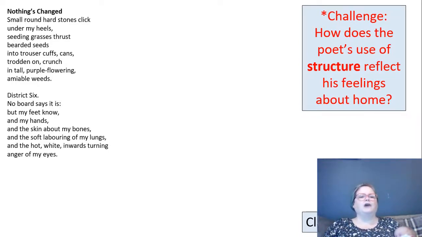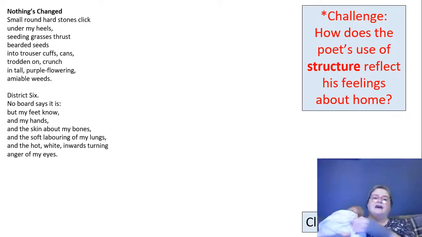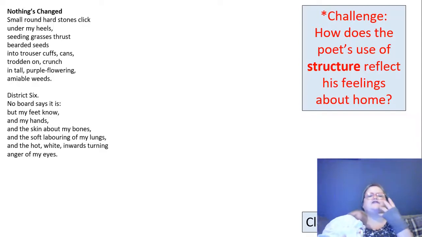Okay, so I also would draw attention to the very last line. So it starts off in that stanza talking about feet and hands and skin and bones, and that's okay. Then we get to lungs, which is a bit more personal, and the lungs are labouring, so she's breathing heavily as she walks. That might just be because she's gone uphill, or because the ground is suddenly harder to travel on, okay? But at the same time, it's to do with how she feels too, because she then moves on to say, actually, it's the anger of her eyes, and it's inwards turning. She's fuming about something, and the thing she's fuming about is District 6, okay? So again, I would pause and annotate that verse now.